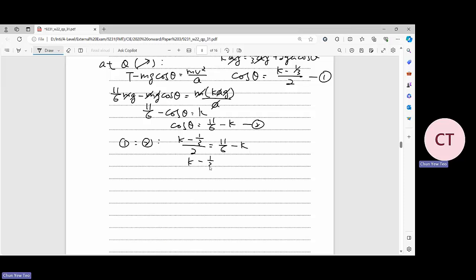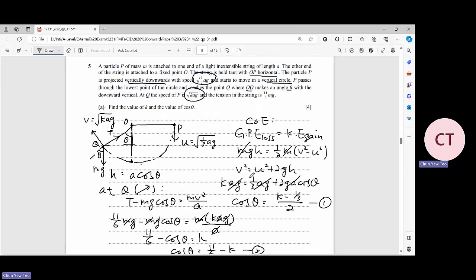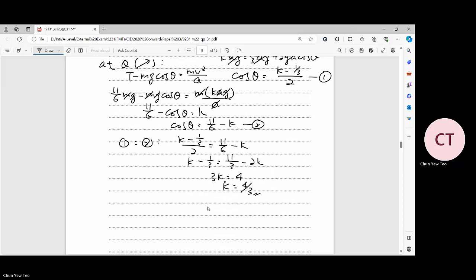k minus 1 over 3 is equal to 11 over 3 minus 2k. Then you get 3k is equal to 4. Therefore, your k is 4 over 3. The question is looking for k and cos theta. So from equation 1, maybe we look at equation 2 first. Okay, equation 2 is faster.